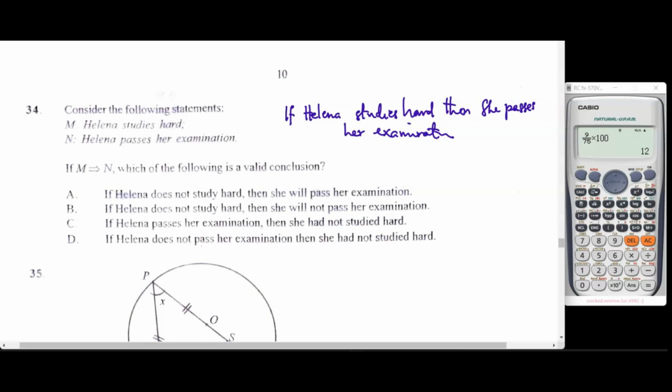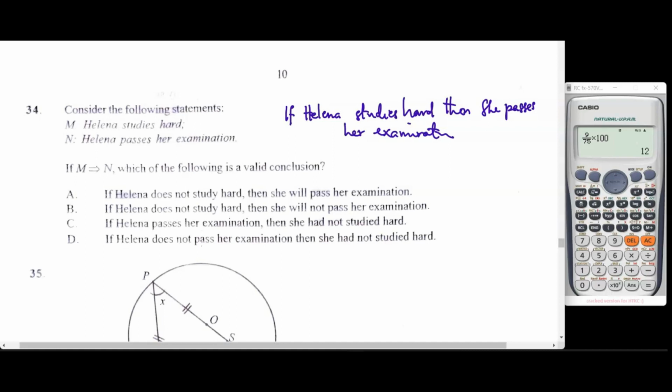It's not what we have here. If Helena does not study hard, then she will not pass her examination. That's not what we have here. If Helena passes her examination, then she studied. That's not what we have here. Then if Helena does not pass her examination, then she had not studied hard. That is also not what we have here. But based on the statement as you have here, now you realize that if Helena does not study hard, then she will pass her examination, doesn't actually match with this.